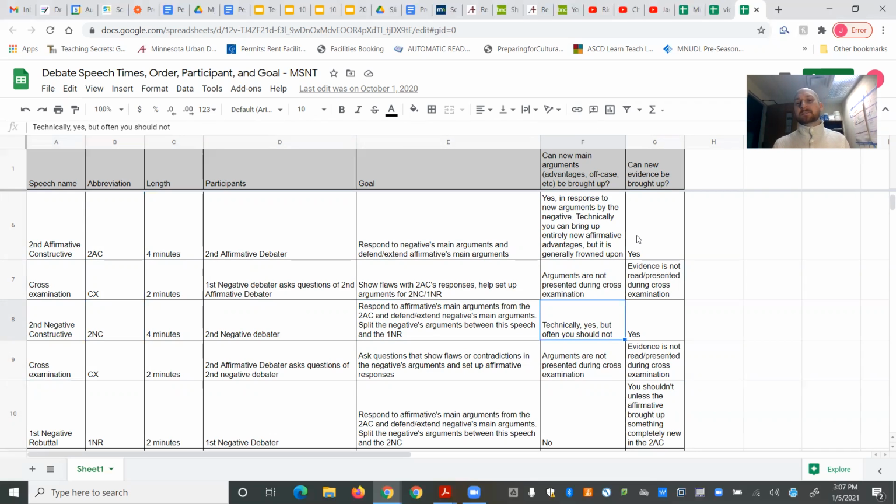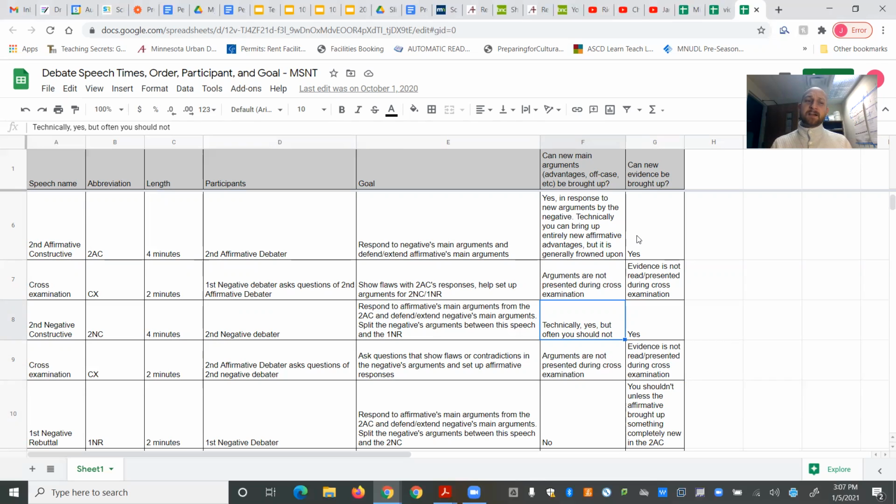Can you bring up new arguments in this speech? Again, technically, yes. Like if you wanted to read a new disadvantage or a new counterplan or a new critique, technically you could, but you really shouldn't. And I'm going to strongly tell you really shouldn't here. Judges are going to see this as cheating. They're going to see it as bad sportsmanship. They're going to see it as just sort of a dirty, underhanded thing to do, right?